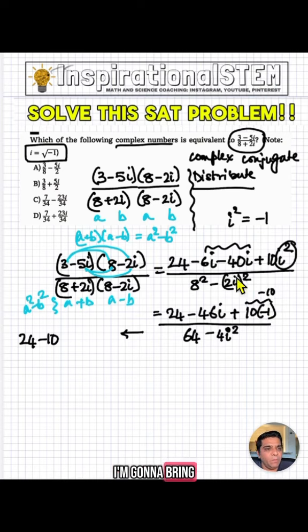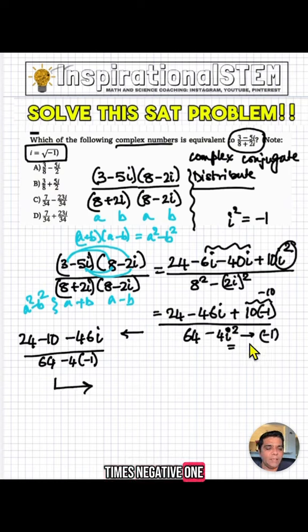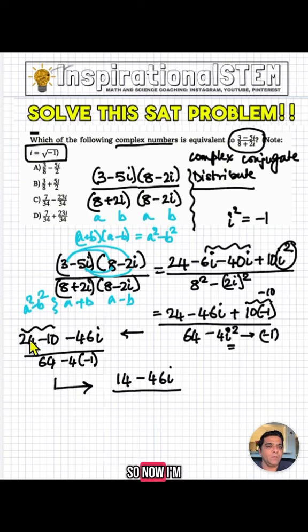So now I'm going to bring those together. 24 minus 10 minus 46i right here, divided by, in the denominator, i squared is again negative 1, so negative 4 times negative 1. So I'm going to write 64, and negative 4 times negative 1 is positive 4. Now I'm going to combine these. 24 minus 10 is 14, minus 46i, divided by 64 plus 4, so 68.